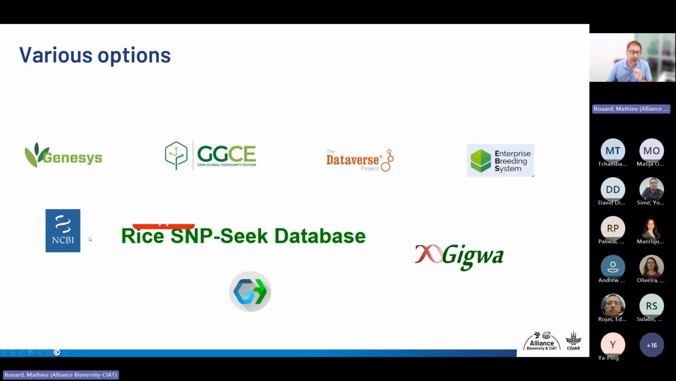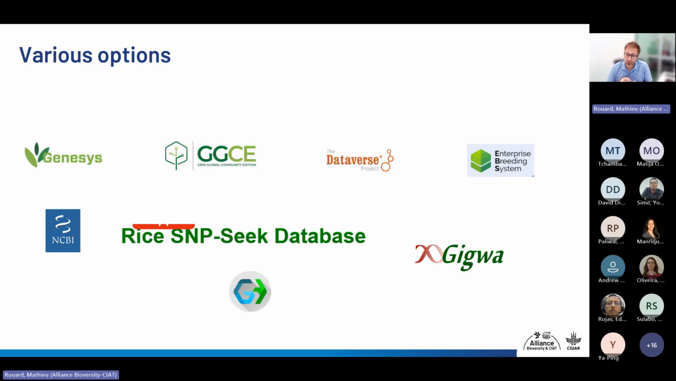Then NCBI, which is the main place where you can deposit your data. So you don't have a lot of SNP data. You have most of the time the raw data, and it's quite difficult to know what belongs to GenBank, what belongs to the multilateral system, and what is coming from multiple sources. So it's a very generic database.